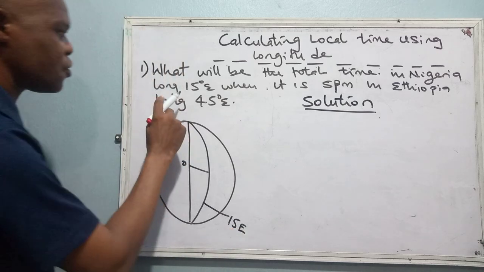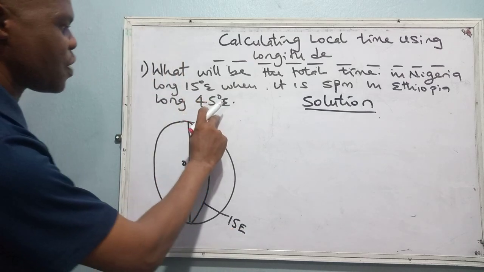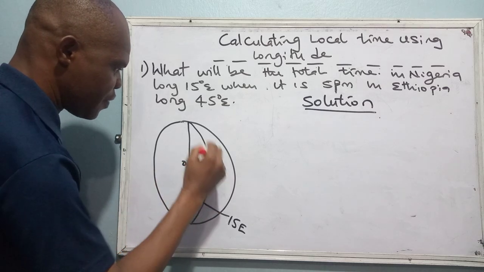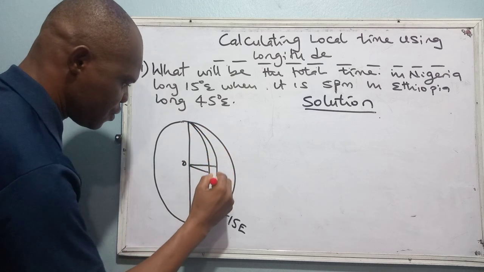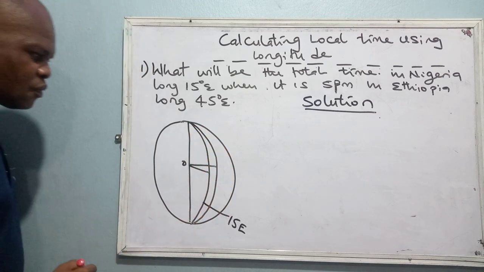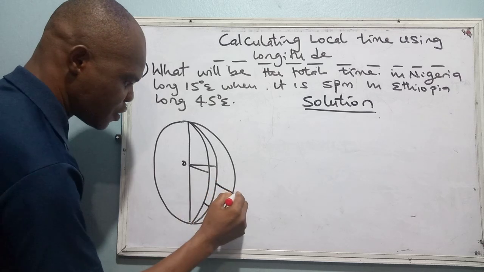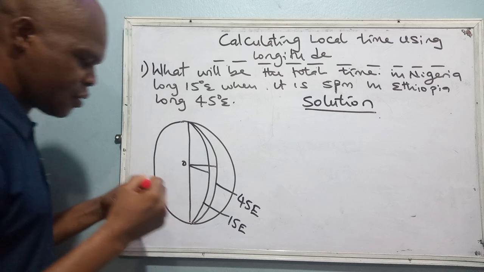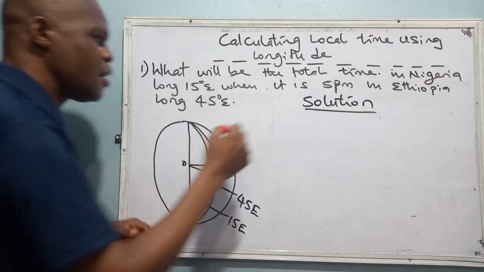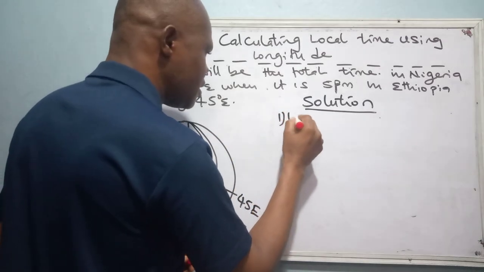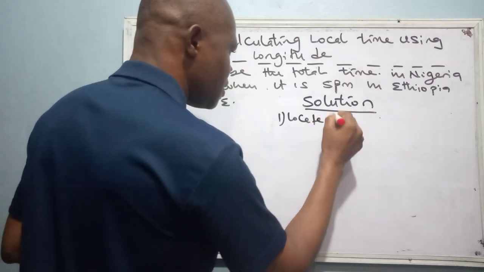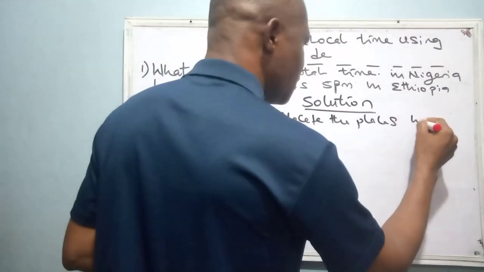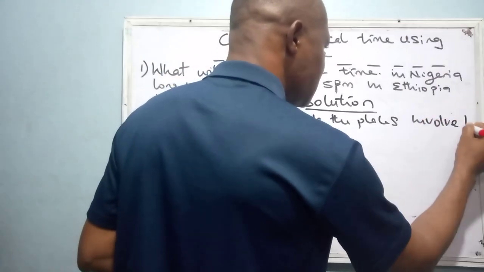The second longitude is the longitude of Ethiopia, which is 45 degrees. So we measure it from there, and we draw our line joining that. So this is 45 degrees east. So we have located the places involved. That's the first step. We have done that.